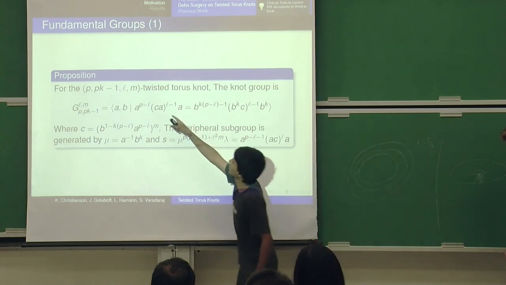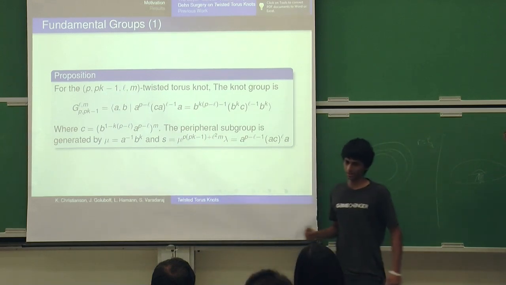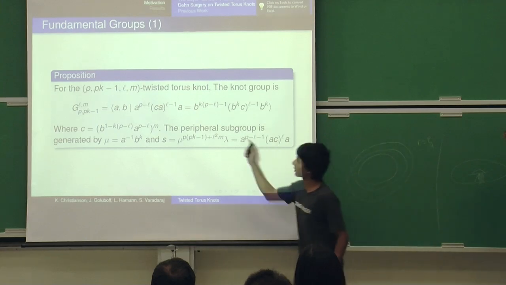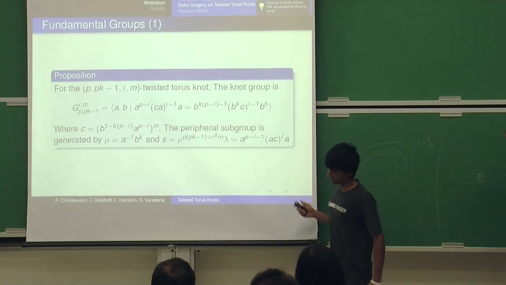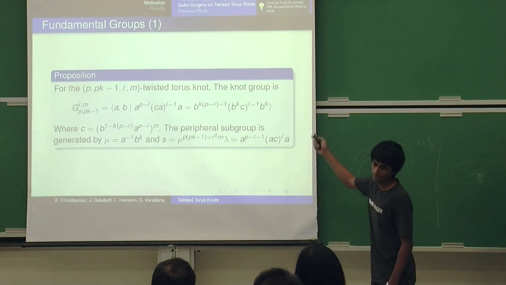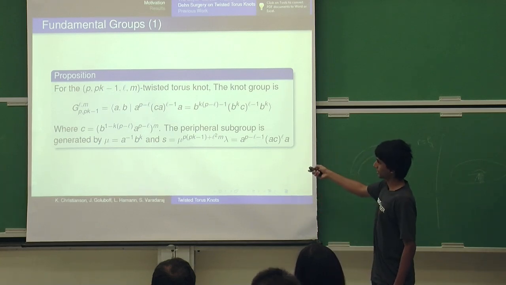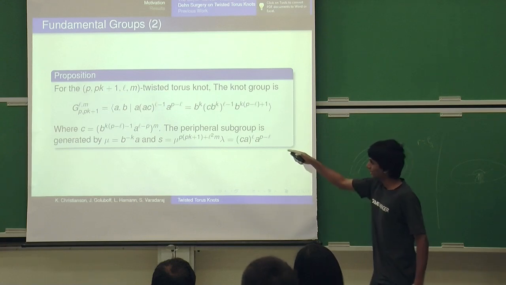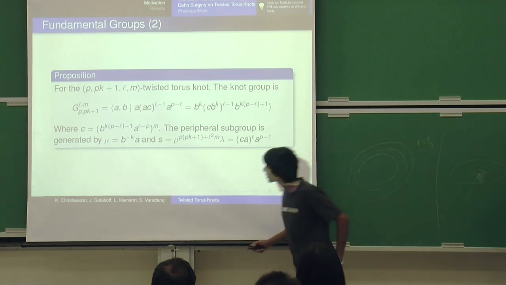Note that C here is an expression in A and B, and the C for the pk plus 1 case is the same as the C for the pk plus 1 case. That's the groups. That's the case for pk plus 1.